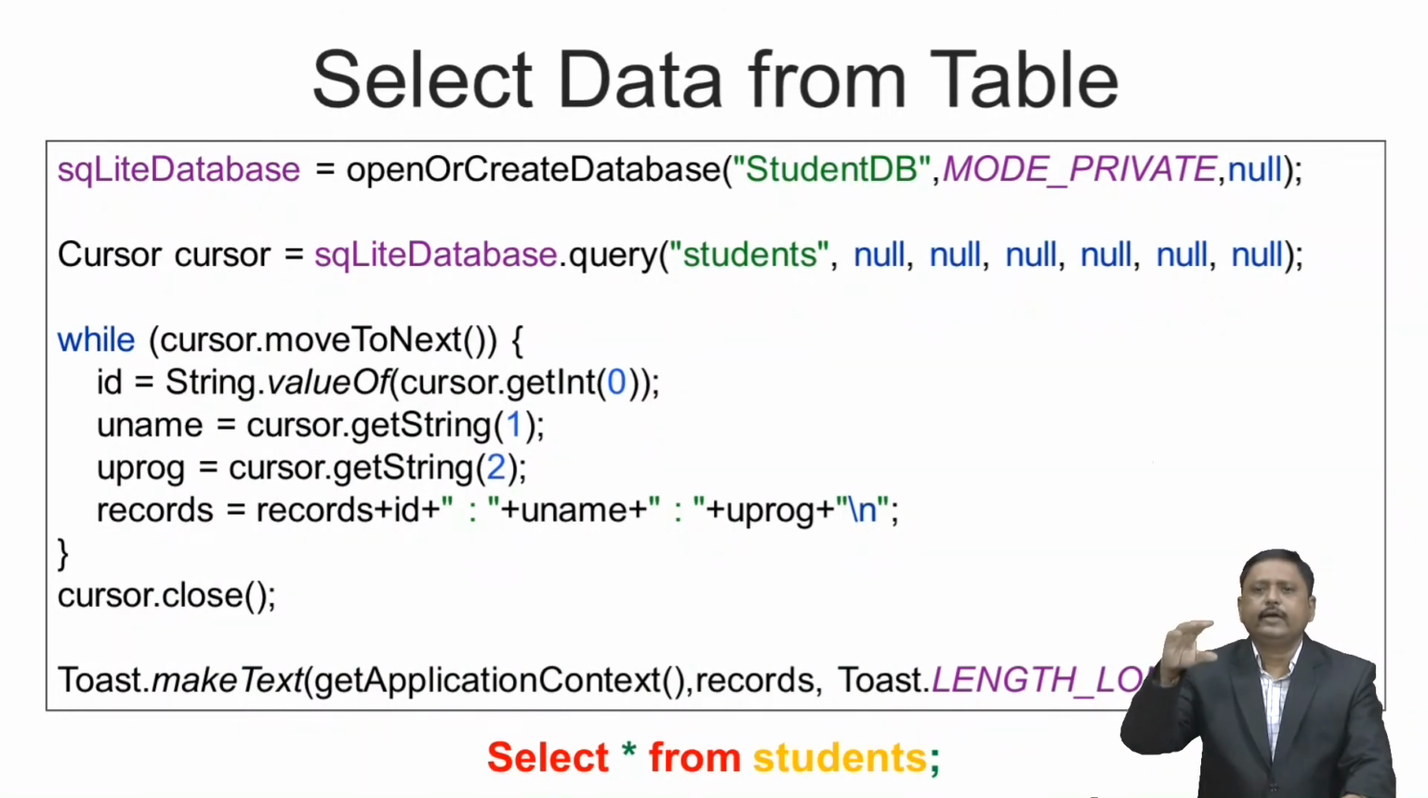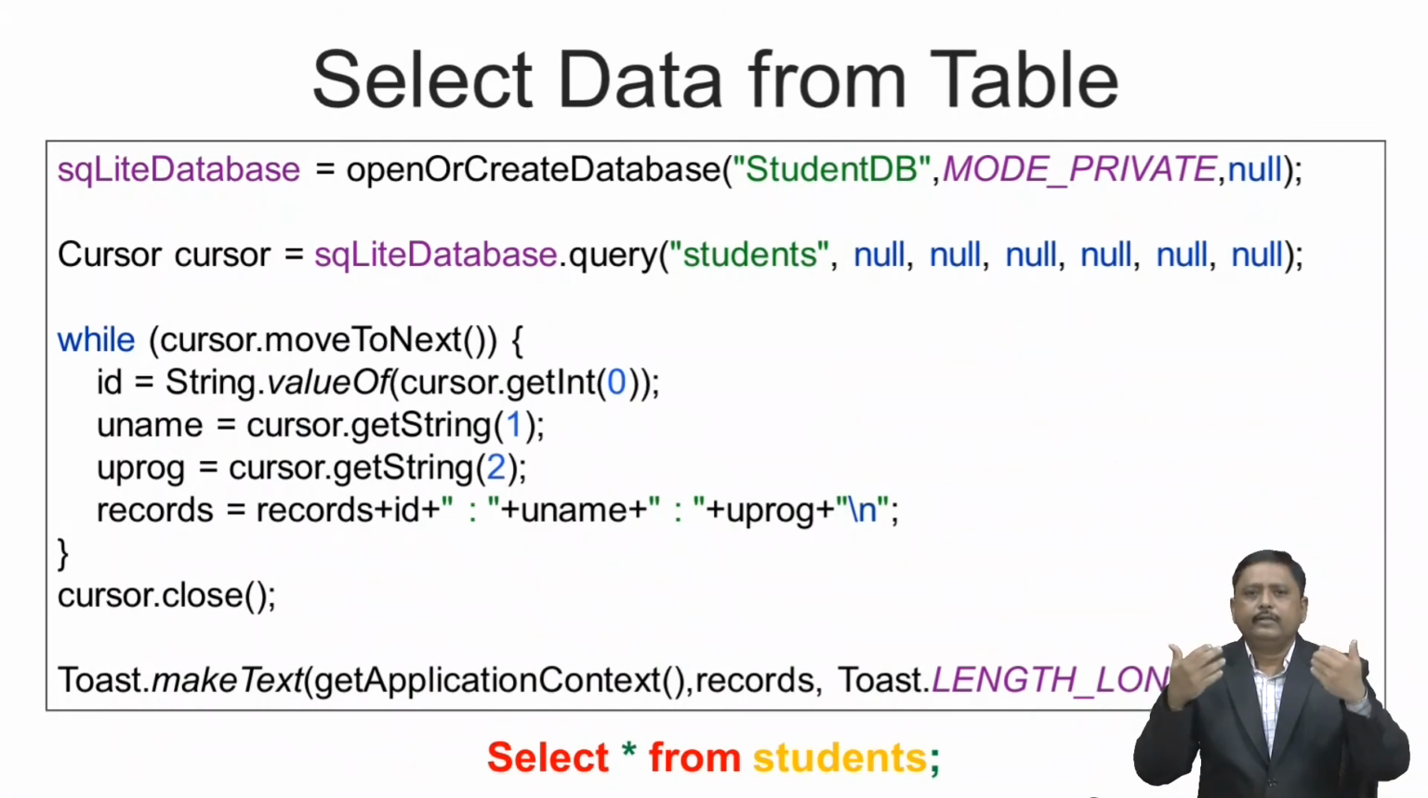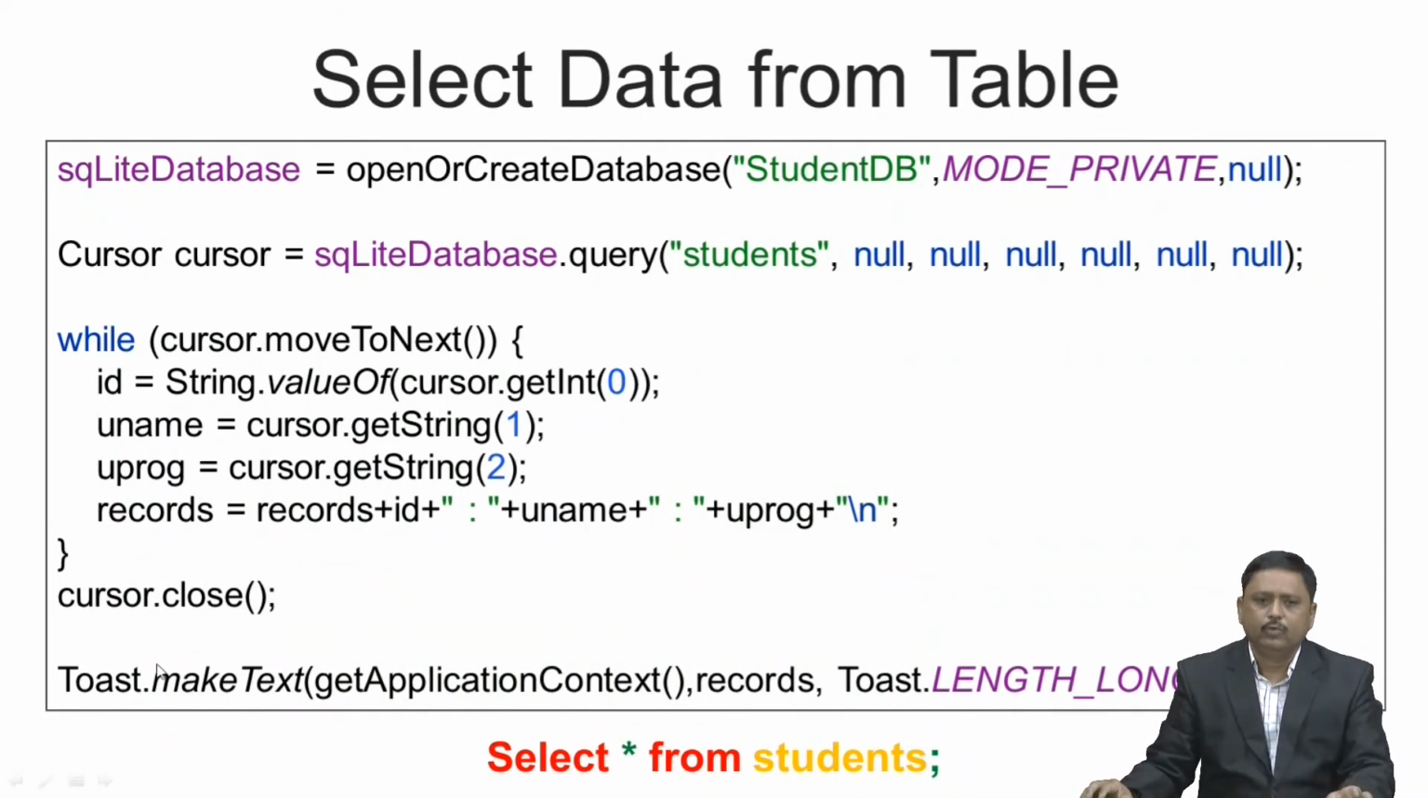So first it retrieves the first record, then it retrieves the second record, and if there are only 3 records, then after reaching the third record, cursor dot moveToNext is not possible. So it returns false, and this loop terminates and the cursor is closed.